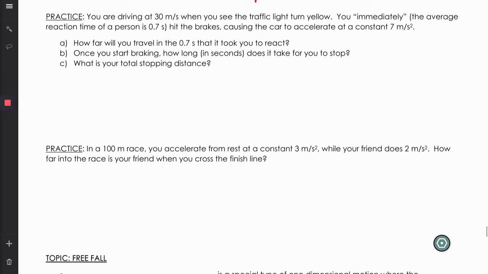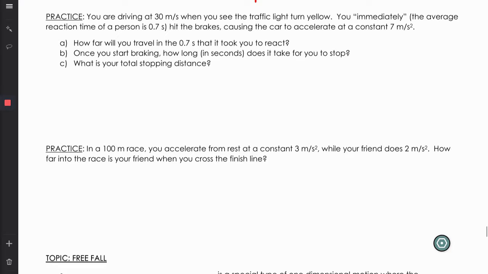All right, so here's another common question, especially with drivers, just to give you an idea of what it takes to react. As you're driving at 30 meters per second, when you see the traffic light turn yellow, you immediately react. The average reaction time for a person is about 0.7 seconds. It's actually much lower than that. I guess the author of this problem just decided to go with 0.7.